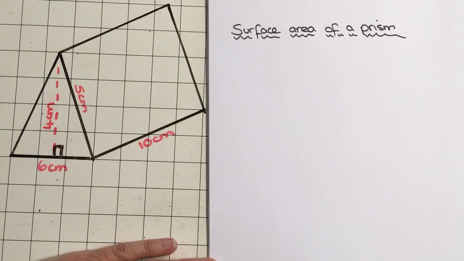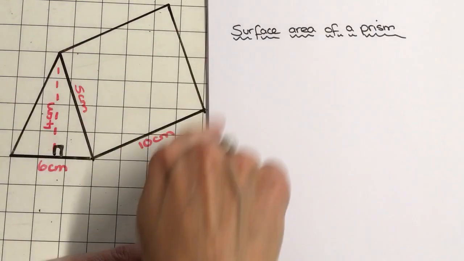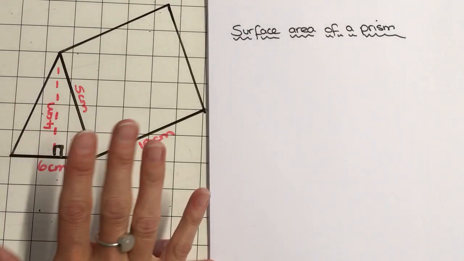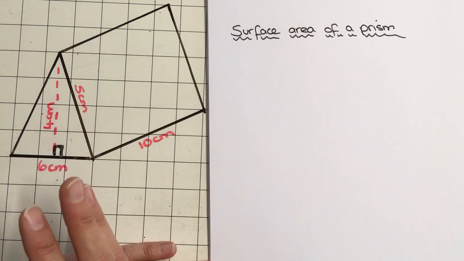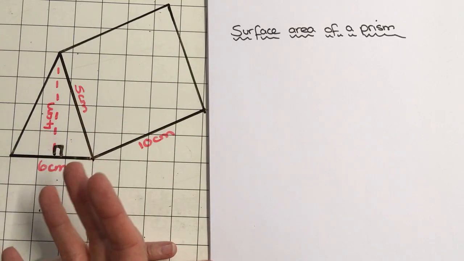In this video we're going to have a look at how to work out the surface area of a prism. So the first thing that you have to consider when you're looking at the surface area is how is the shape made up. So what would it look like if it was flattened out and looking at its net. And we have to look at the individual faces and think about what they look like.